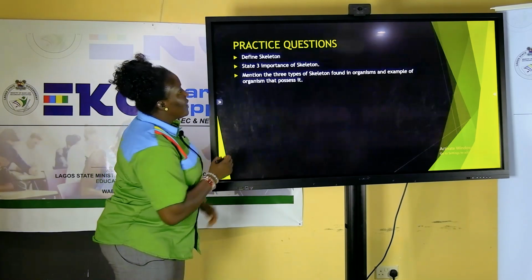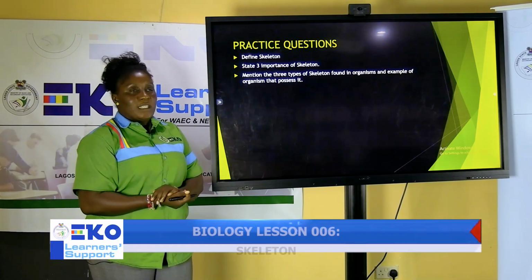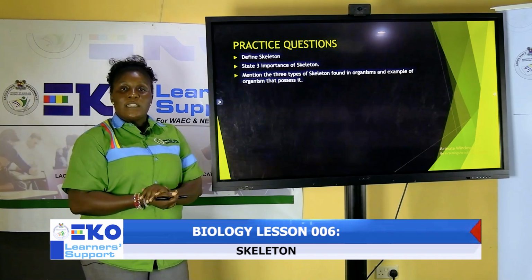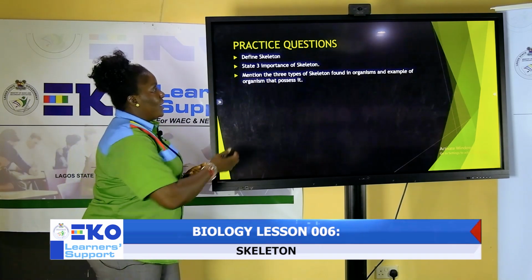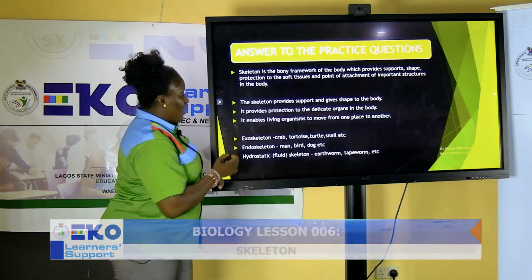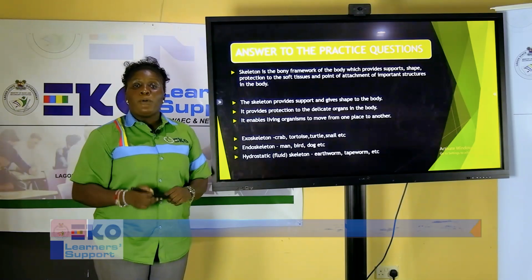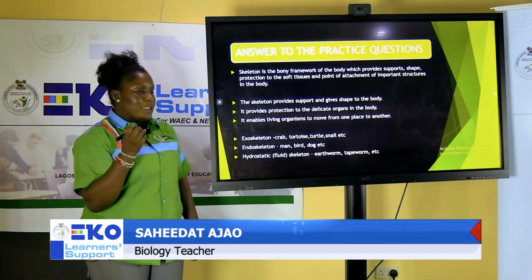Number 3 question says mention the 3 types of skeleton found in organism, an example of organisms that possess it. This is a 2-in-1 question. The types of skeleton first, we have endoskeleton, exoskeleton, and hydrostatic skeleton. Please don't forget to add skeleton to the hydrostatic. Then the example of organisms that possess them.